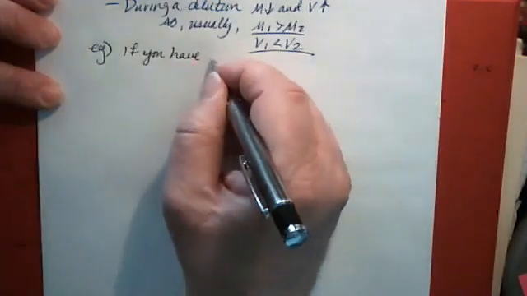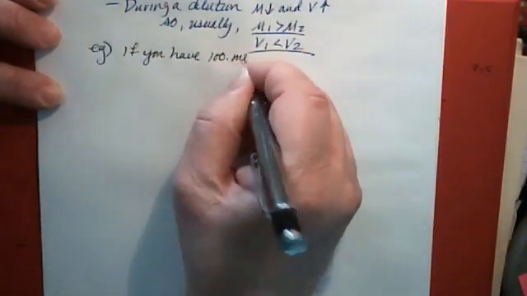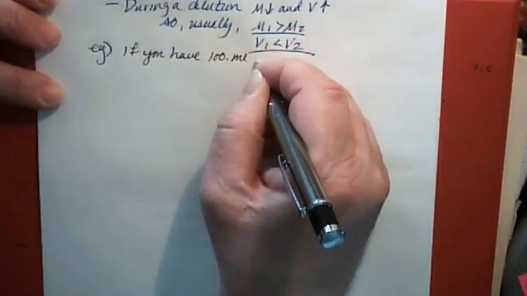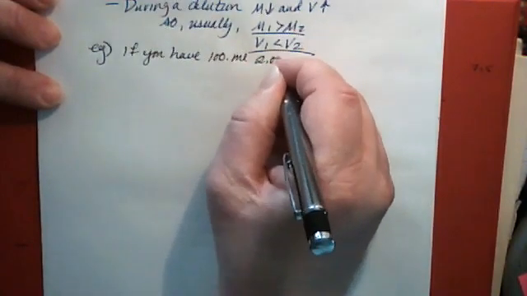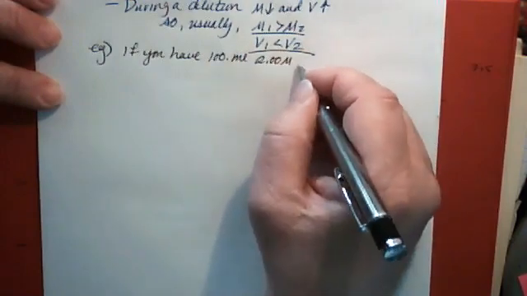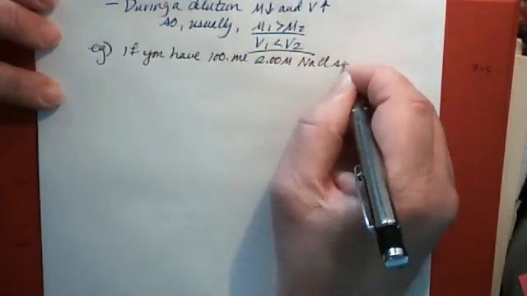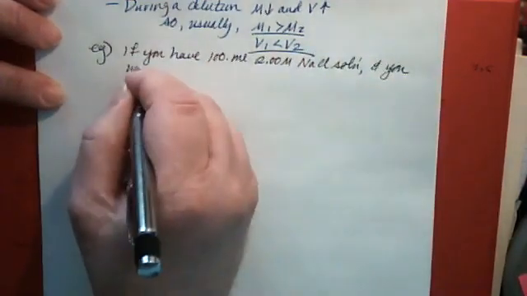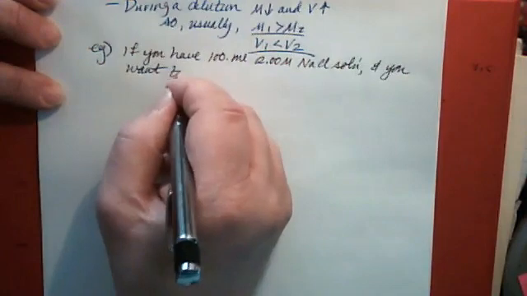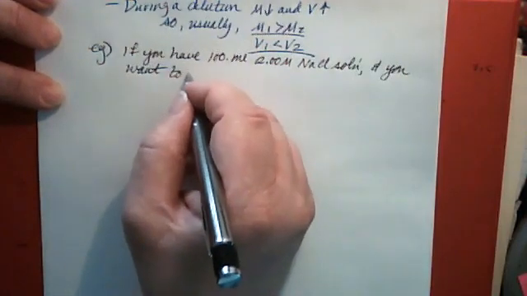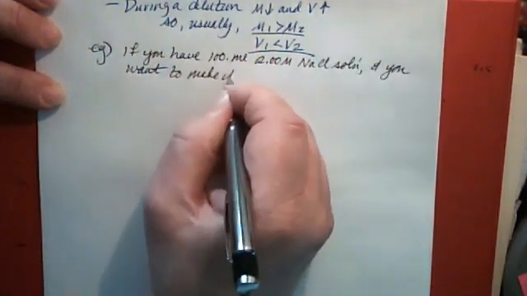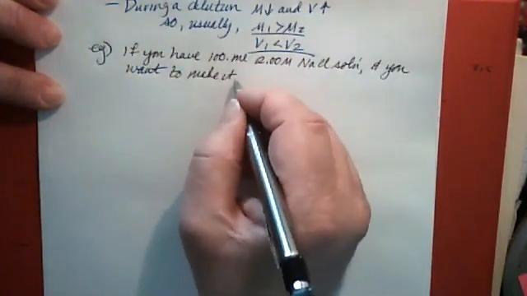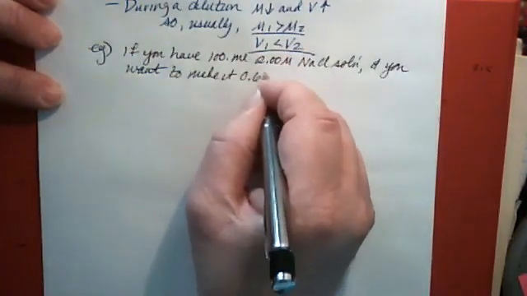So say if you have 100 milliliters of 2 molar sodium chloride solution, and you want to make it 0.65 molar. Let's see, what should the final volume be?